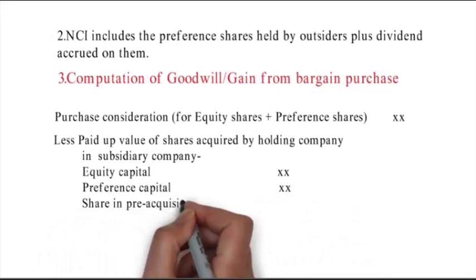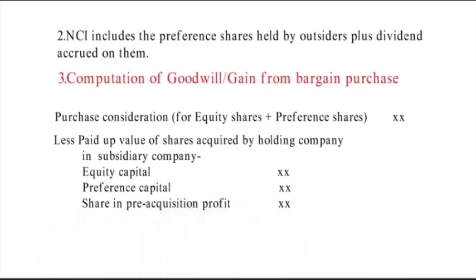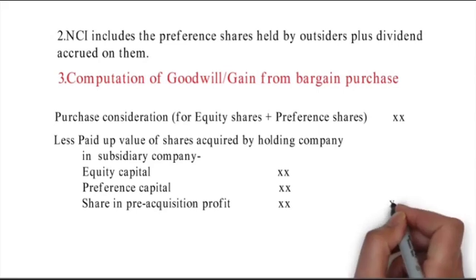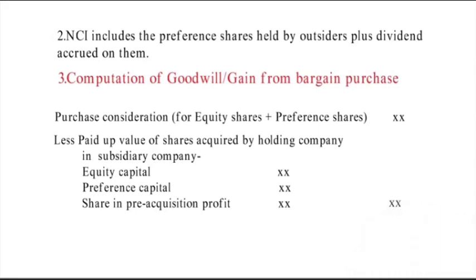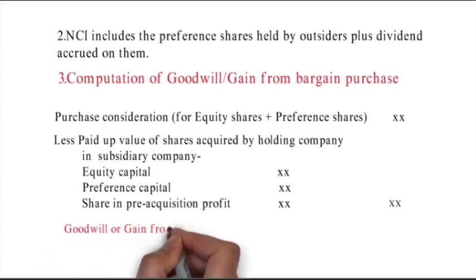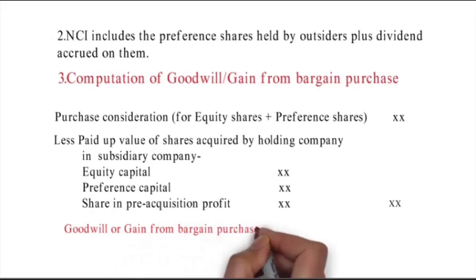Then share in pre-acquisition profit. The total of these three, paid up value of equity share capital, paid up value of preference share capital and share in pre-acquisition profit, we deduct these three amounts from purchase consideration. Then we get goodwill or gain from bargain purchase.